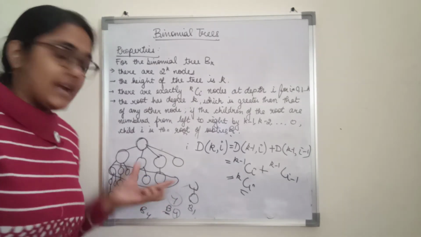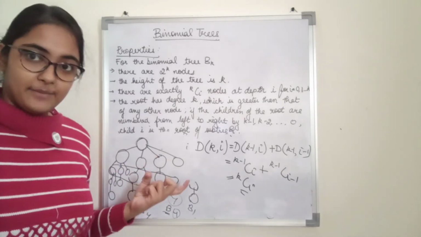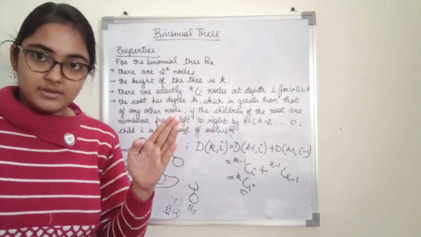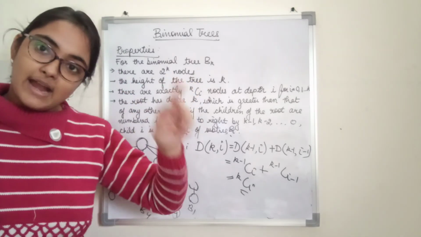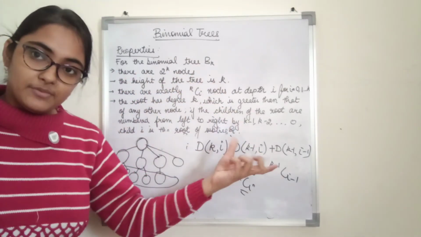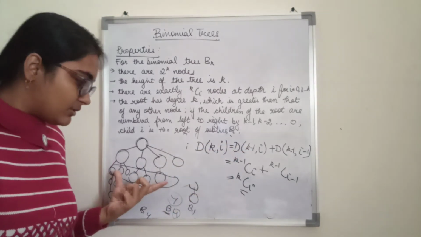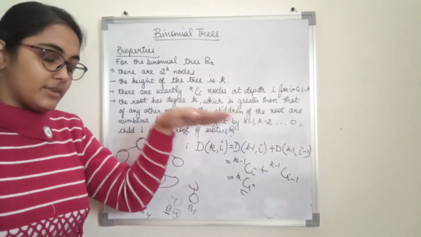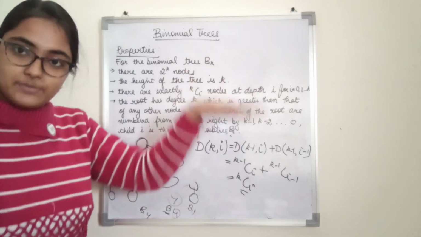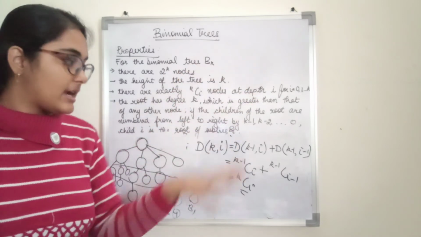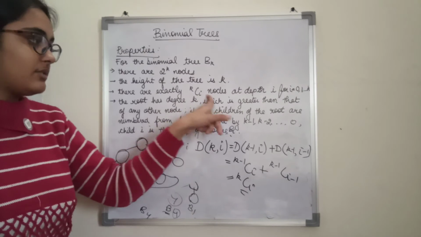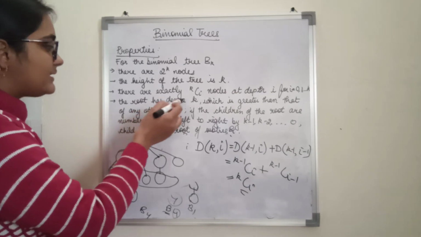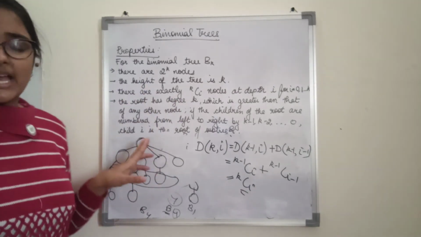That is, the number of nodes at a particular depth in a binomial tree BK is equal to the number of nodes at that depth in B(K-1) plus the number of nodes at the previous depth, depth minus 1, in B(K-1). That was the property and that was the proof for this. And also the root has degree K. So the root has degree K.